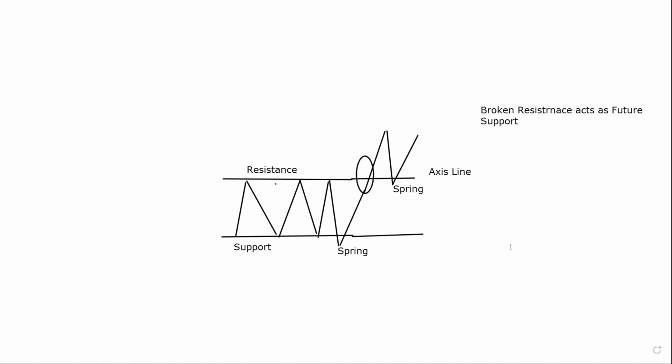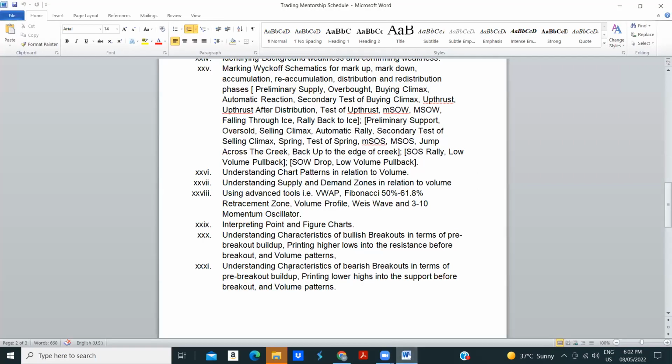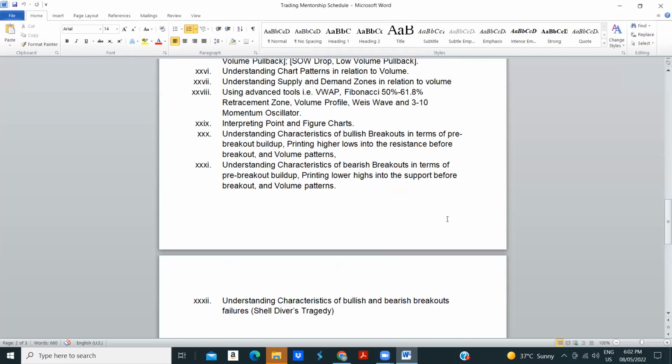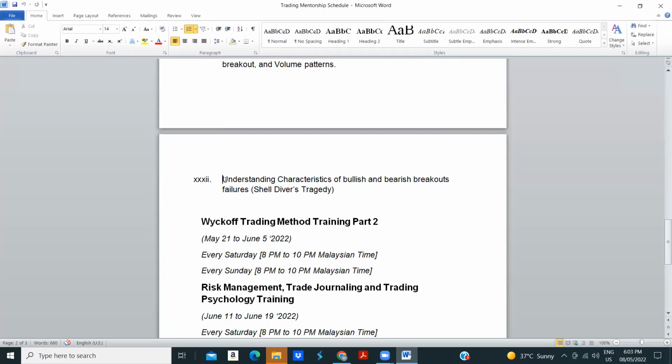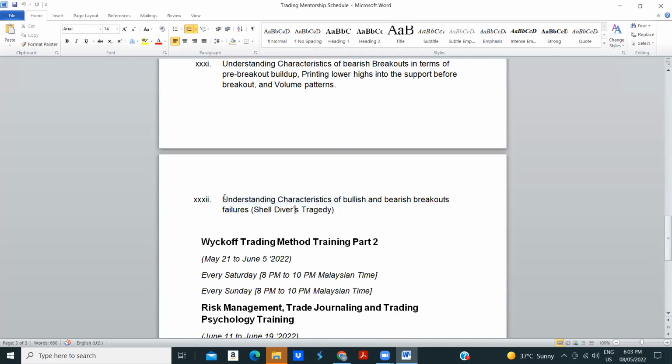Okay. You know about this, right? Okay, all right. Now you know the conditions about support and resistance as well, understanding this pre-breakout, printing lower highs into support, volume patterns, understanding the shell, this last one. These three we will discuss next week. Now, understanding the characteristics of bullish and bearish breakouts.